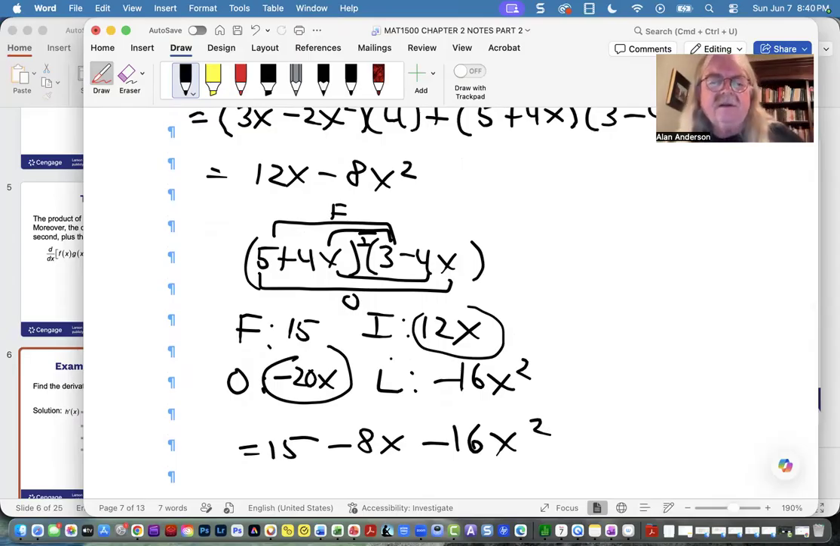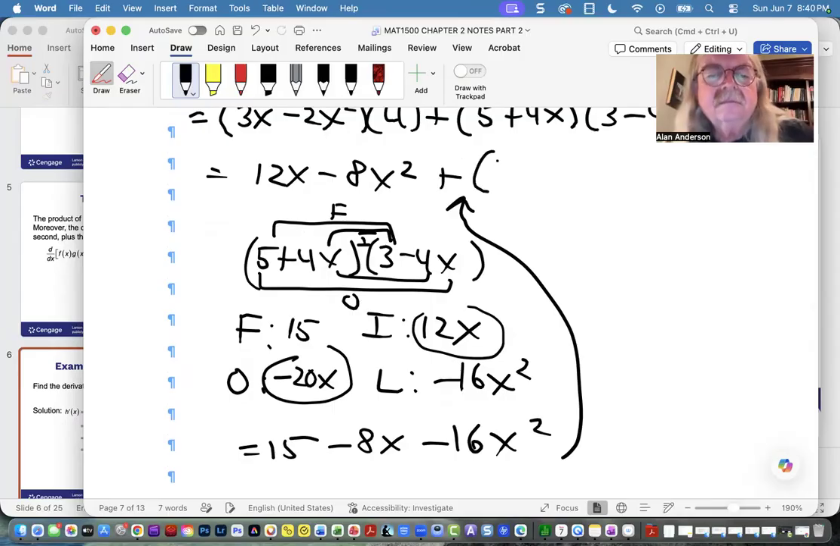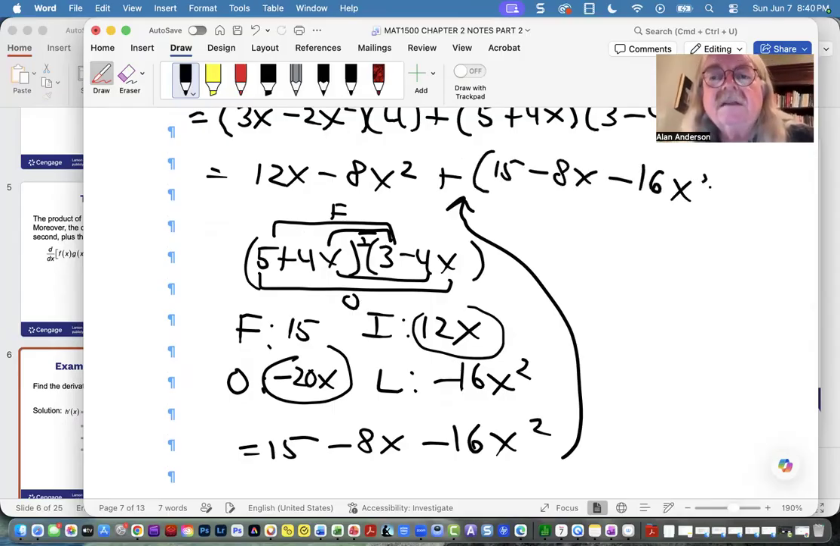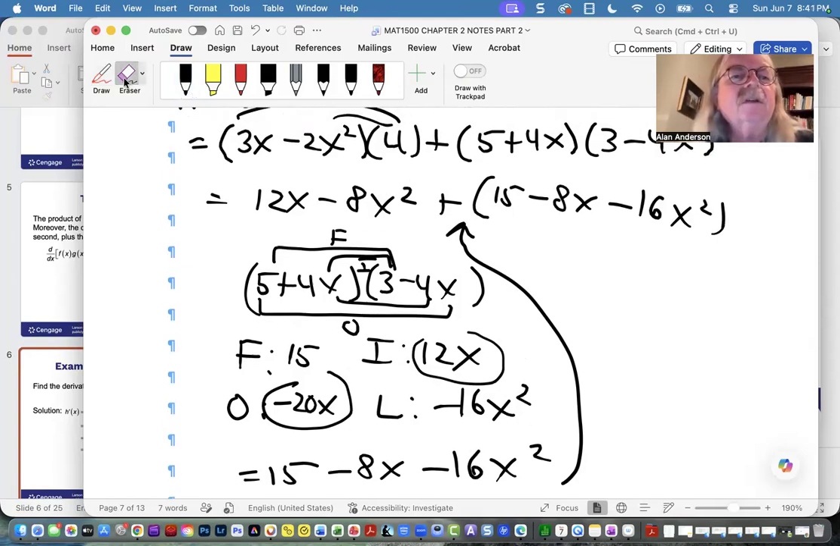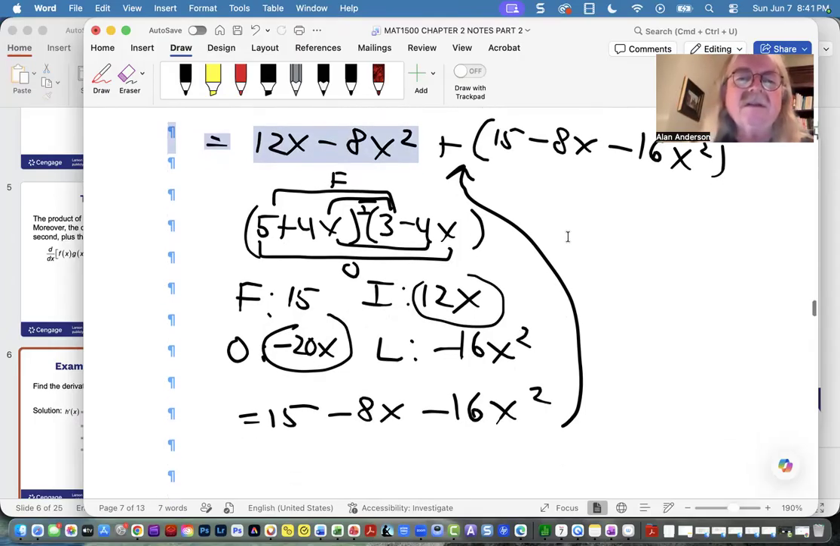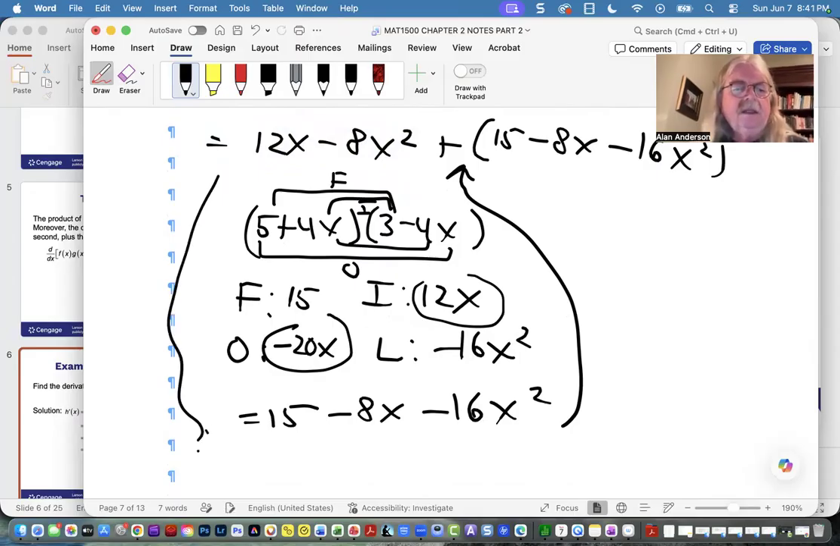So then you can bring that up here. But we're not done because it's just a random string of terms. We ideally would like to combine these properly into a polynomial, which means the order is descending of the exponents. Now, it doesn't seem to want to copy, so I'll do it here.